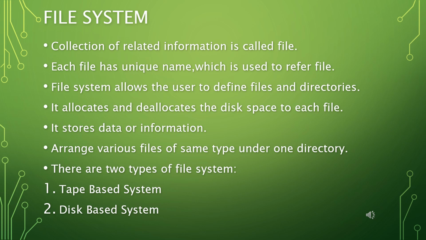There are two types of file system which are used in computers till date: tape based system and disk based system. We'll learn about each in detail in the next slide.